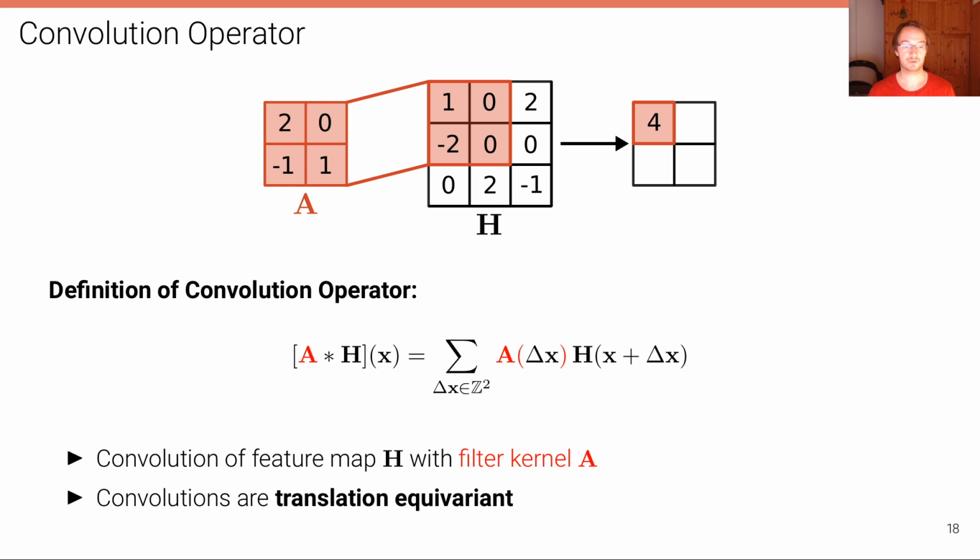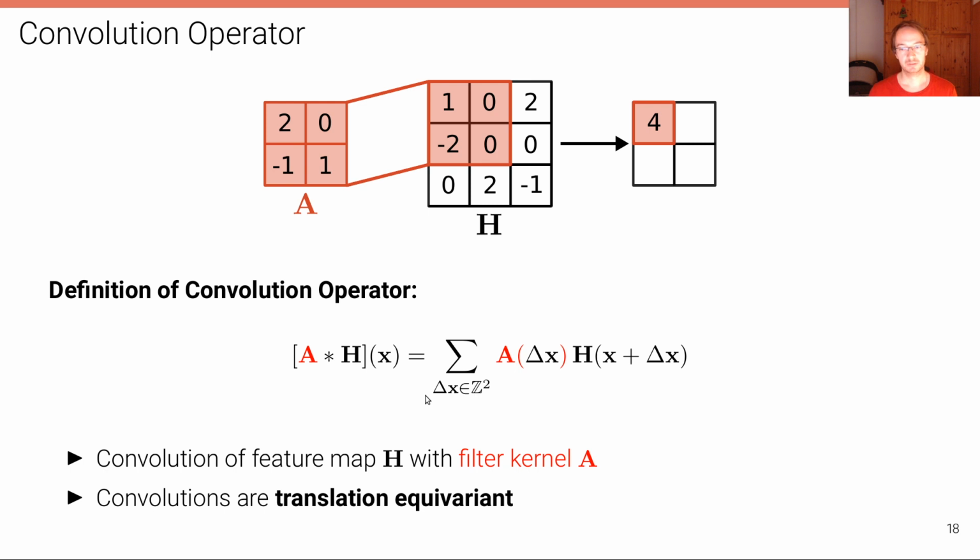And this is simply expressing the convolution of a feature map H with a filter kernel A. And this can be expressed using this sum here, as we have seen before. So we sum over a delta x with a discrete domain. And then, this filter A is only specified in a certain range. And so we have A of delta x times H of x plus delta x. So this is the input tensor H, and that is producing the output. This is the output here.